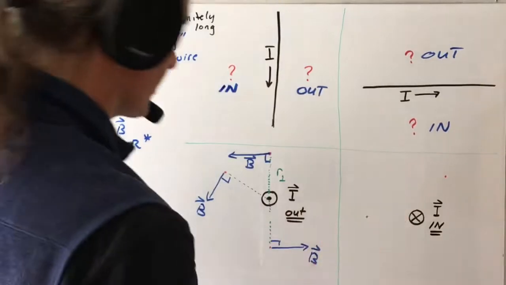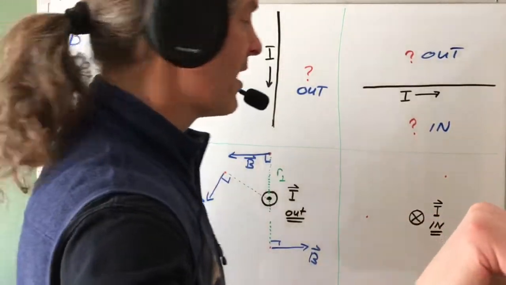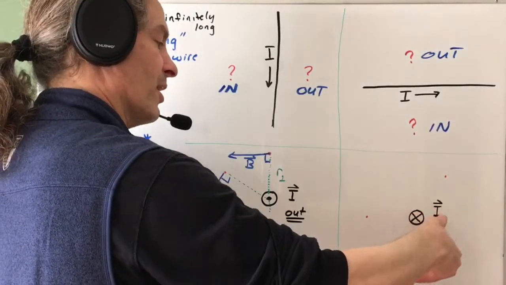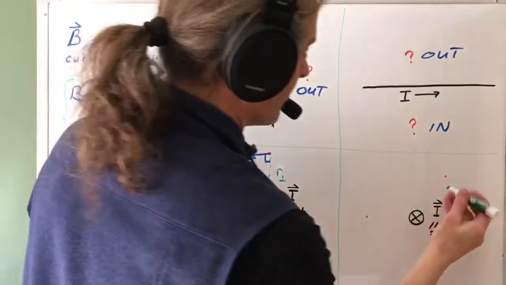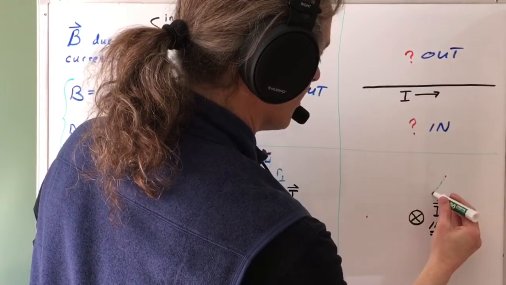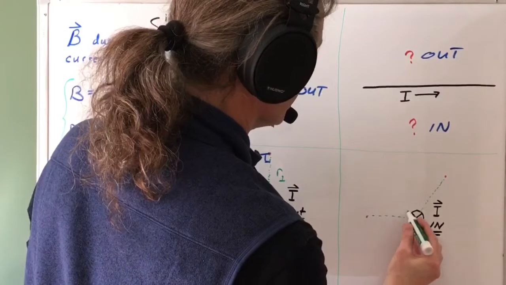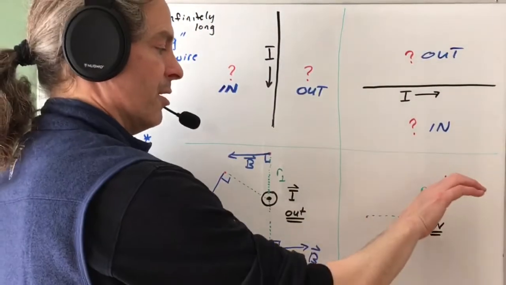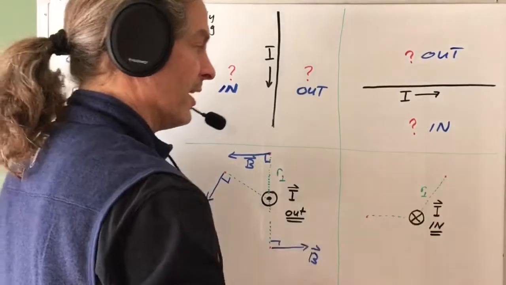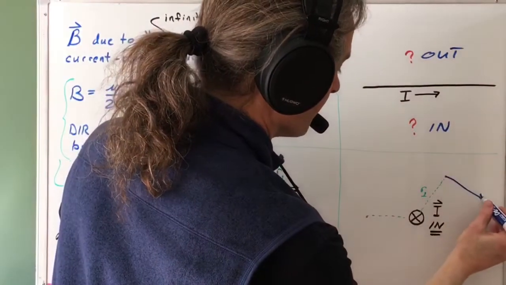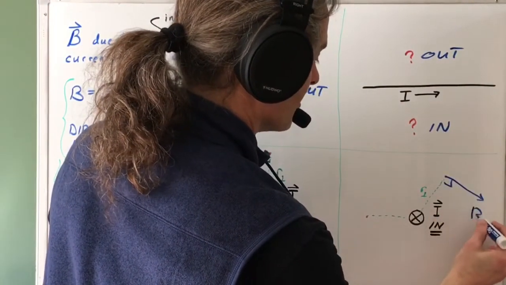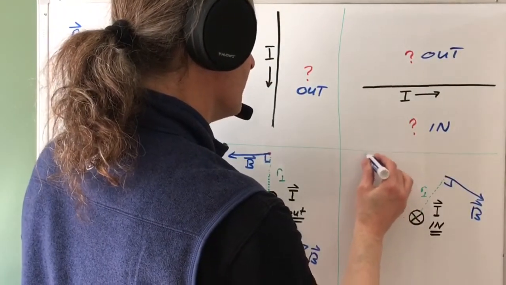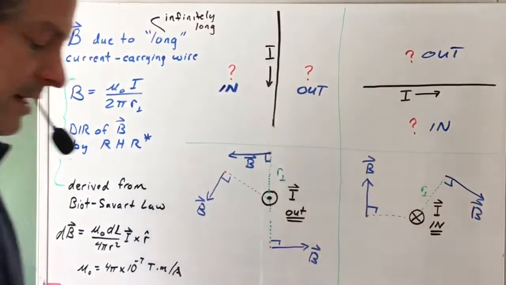All right, so we look at this one. I could do the same thing, except now the current's in, so I stick my thumb in the direction of the current, my fingers wrap around. All right, I'll draw my little r perpendiculars. And this time, thumb in of my right hand, fingers wrap around, so I know my magnetic field's got to be this way and this way. All right, there you go.